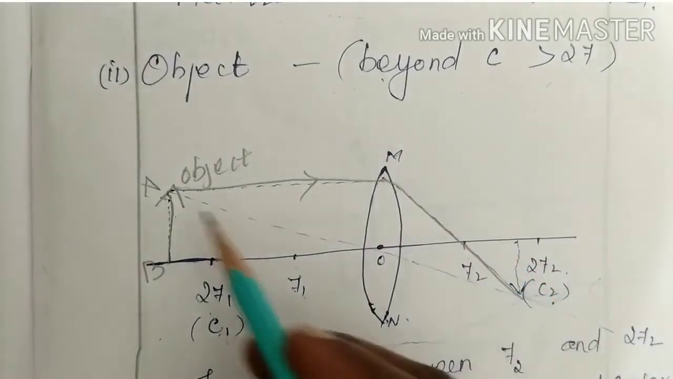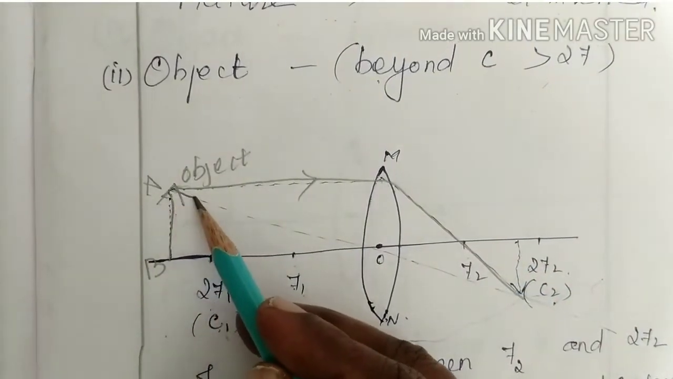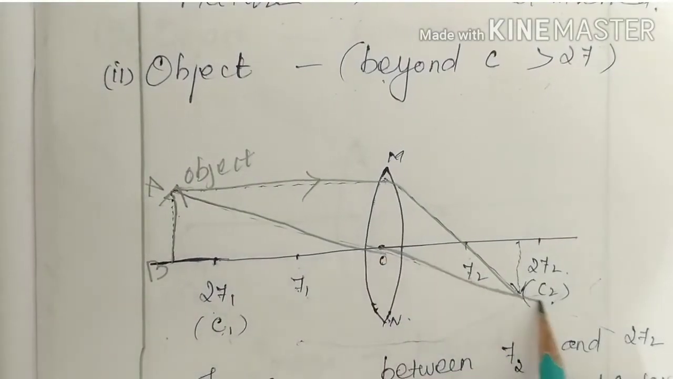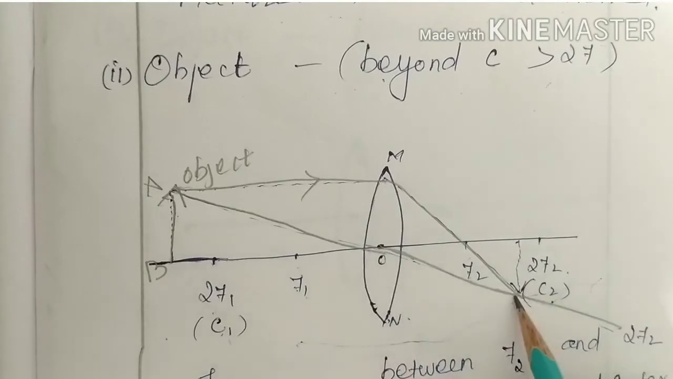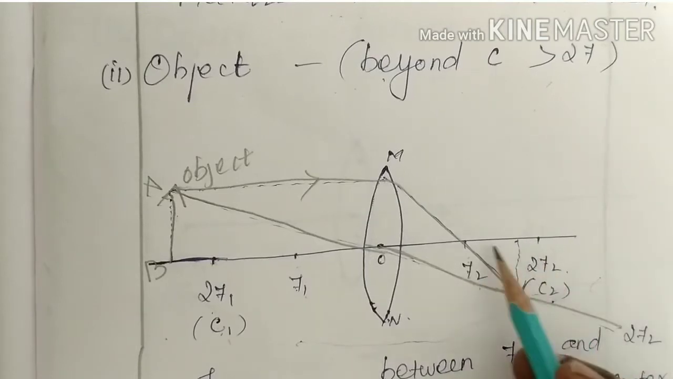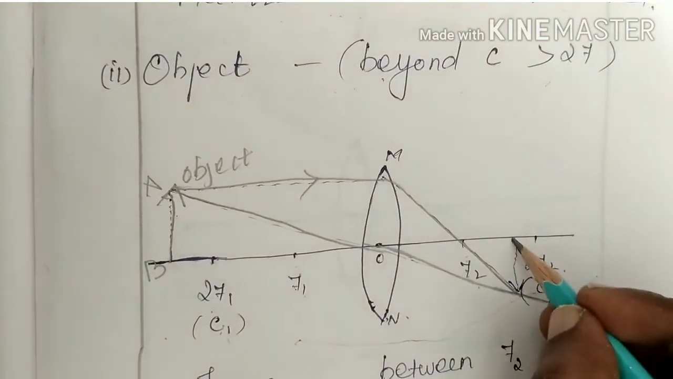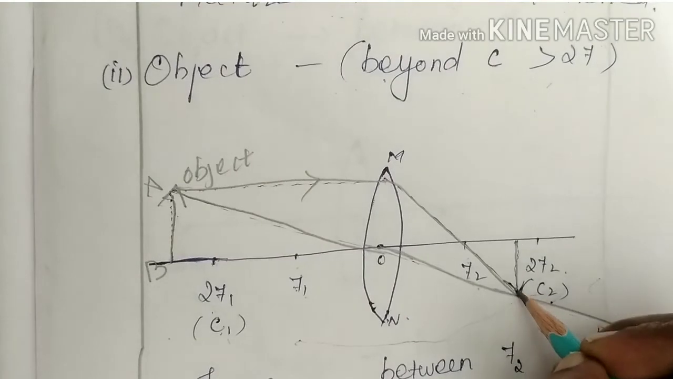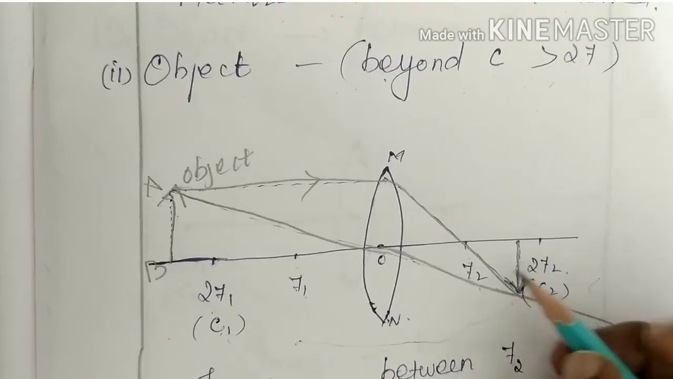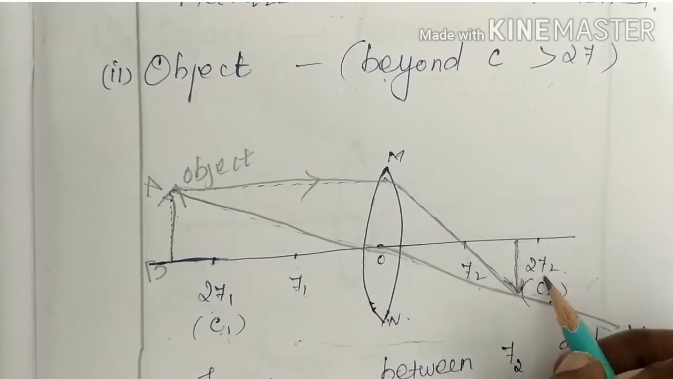Then according to the first rule, the rays passing through the optic center, without any deviation, will go along the same path. So now the two refracted rays meet between the focus and the center of curvature. So here only the image is formed. What type of image is this one? Inverted image. The inverted image is formed between F and the center of curvature.